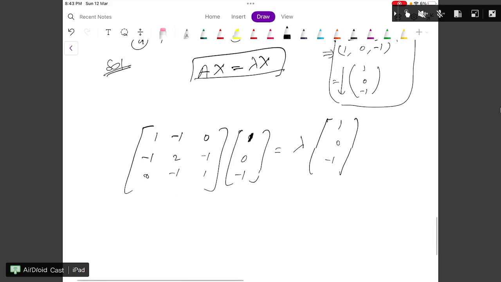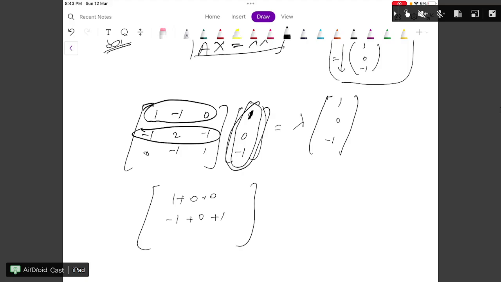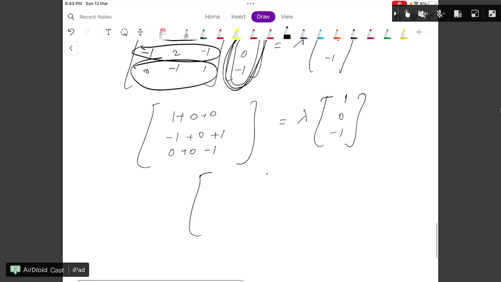This row into this column, so it is 1 0 0. Now this row into this column means it is minus 1 plus 0 plus 1. Third row, first column, so it is 0 0 minus 1, equal to lambda times 1 0 minus 1. So just solve. This is 1, this is 0, this is minus 1, equal to lambda times 1 0 minus 1.